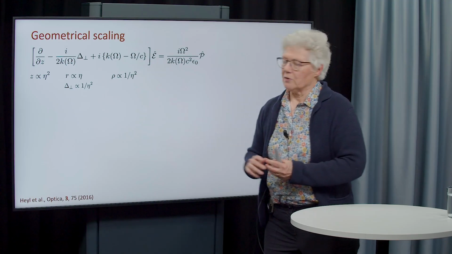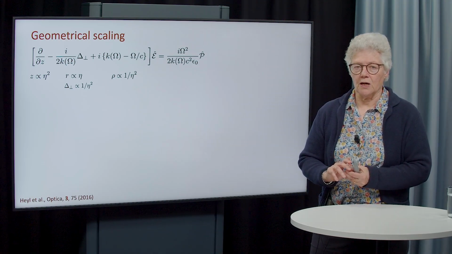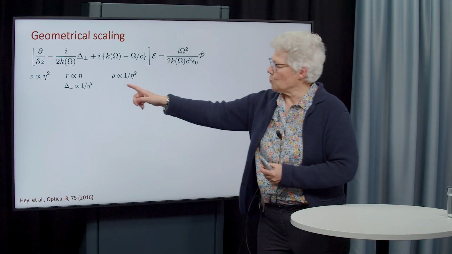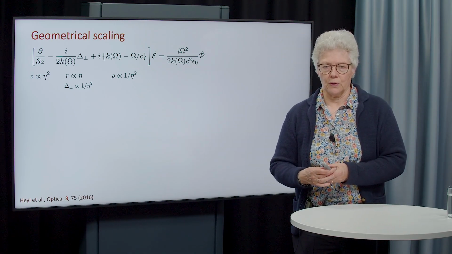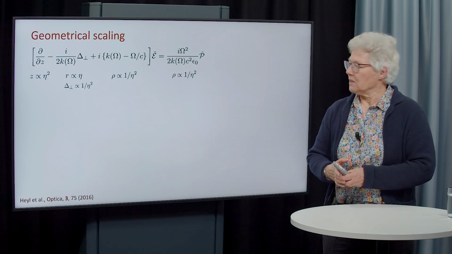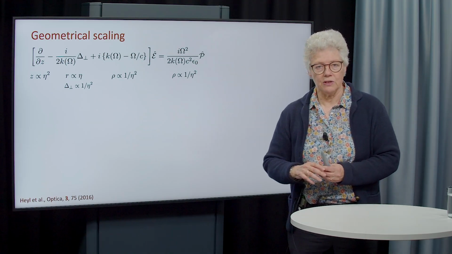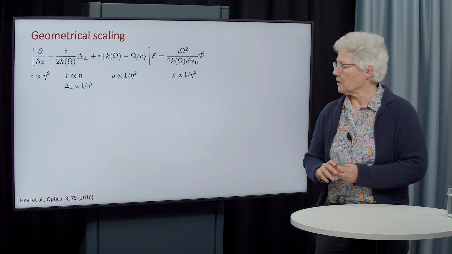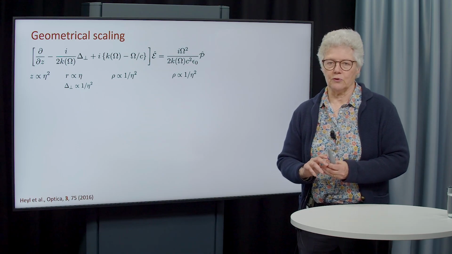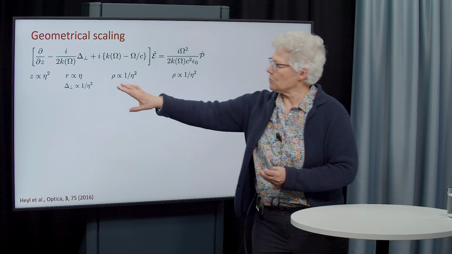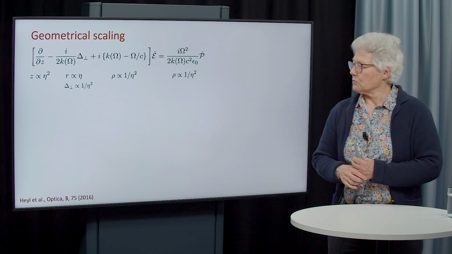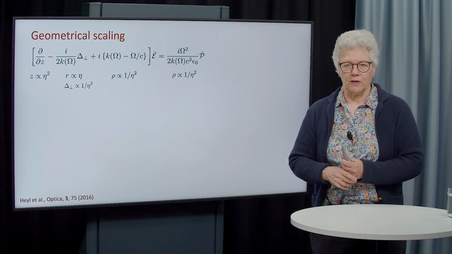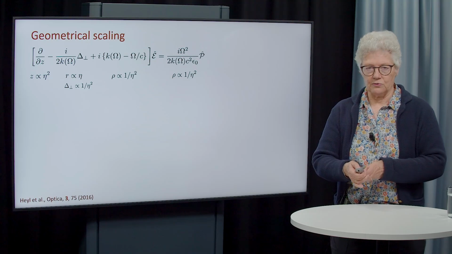The dispersion term is proportional to the atomic density. Let's assume that the atomic density is also proportional to 1 over eta square. And finally, the polarization varies linearly with the density, which varies as 1 over eta square. You see that all of the terms of this equation vary as 1 over eta square, which can then be factorized.